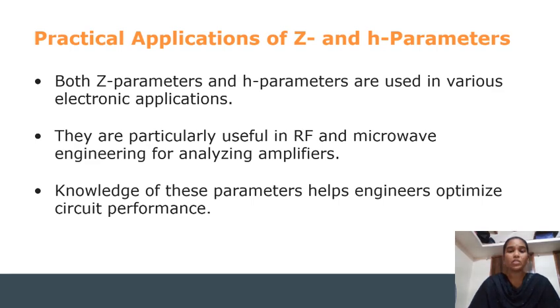Practical applications of Z and H parameters. Both Z parameters and H parameters are used in various electronic appliances. They are particularly useful in RF and microwave engineering for analyzing amplifiers. Knowledge of these parameters helps engineers optimize circuit performance.